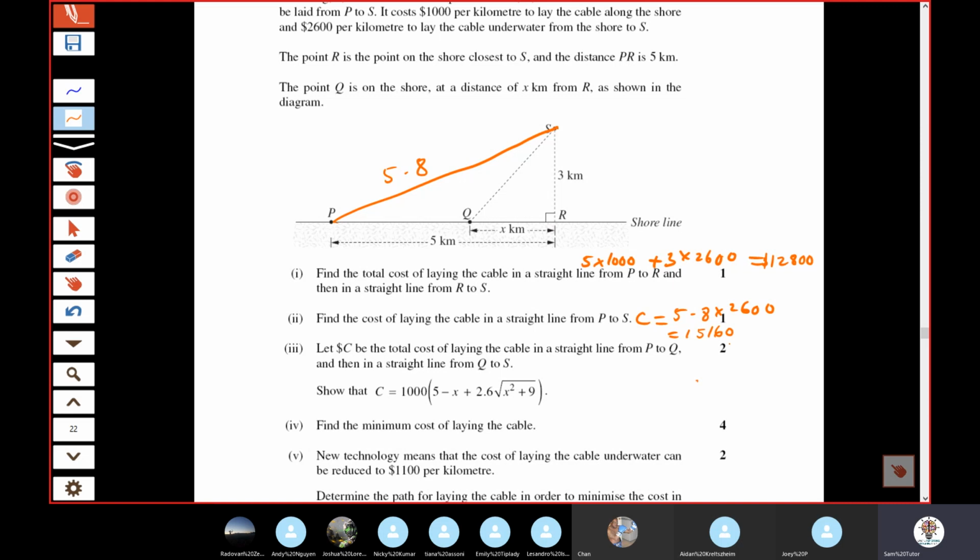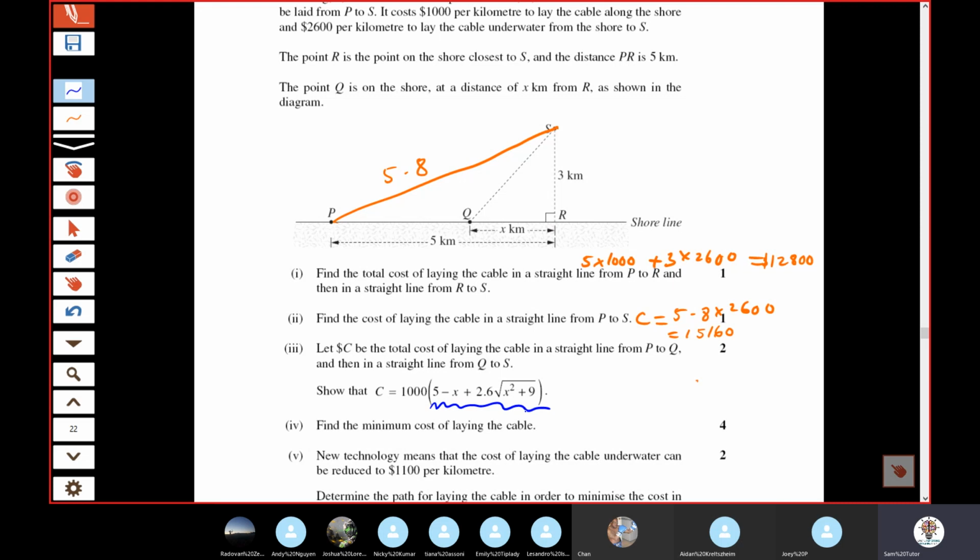Be the total cost of laying the cable in a straight line from P to Q and then in a straight line from Q to S. Show that the cost is this. Okay, I think we got this. I actually do believe you guys have this. So tell me the distance from P to Q. What would that be? You can see answers here, right? Answers there. You guys have been taught that already from last year, like it's there.